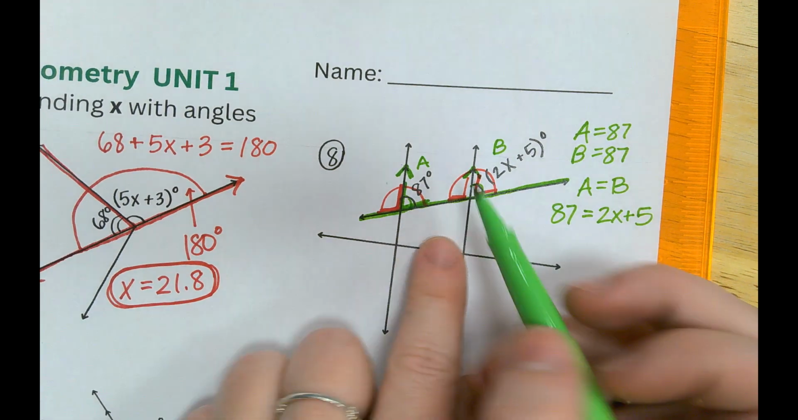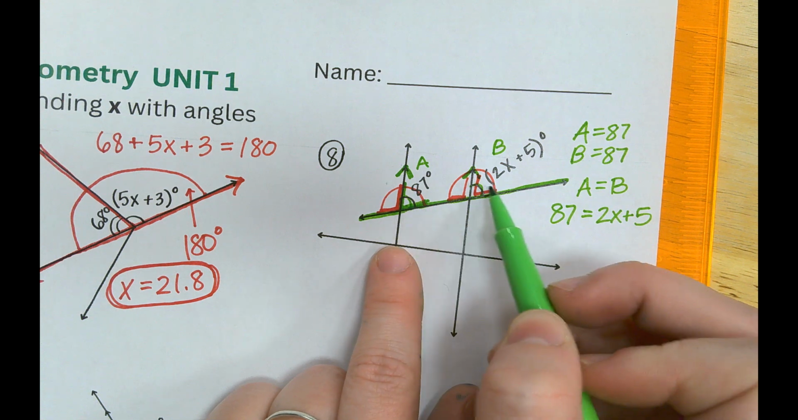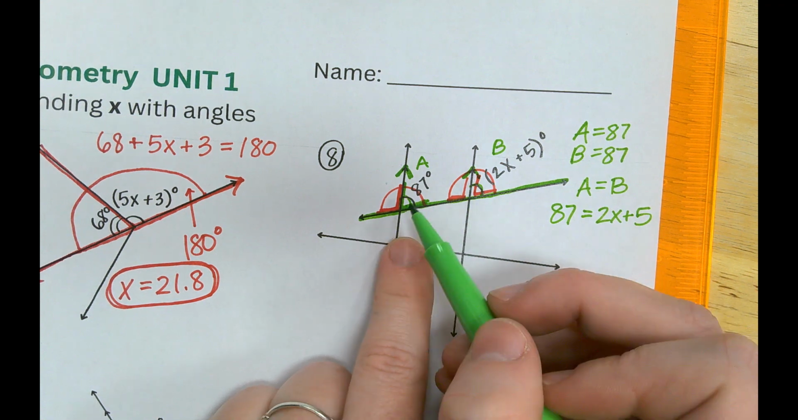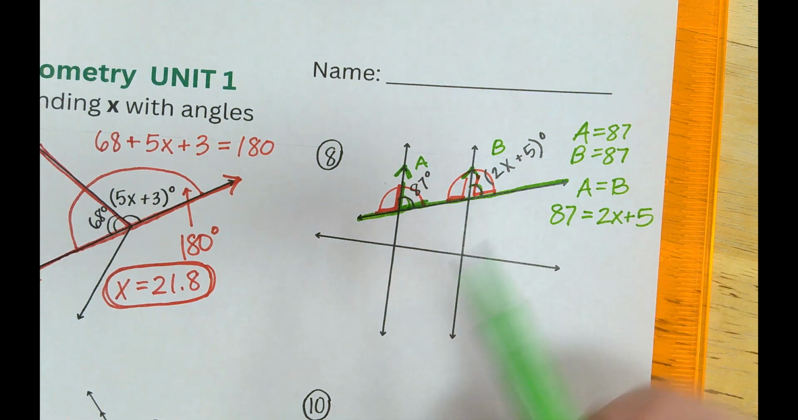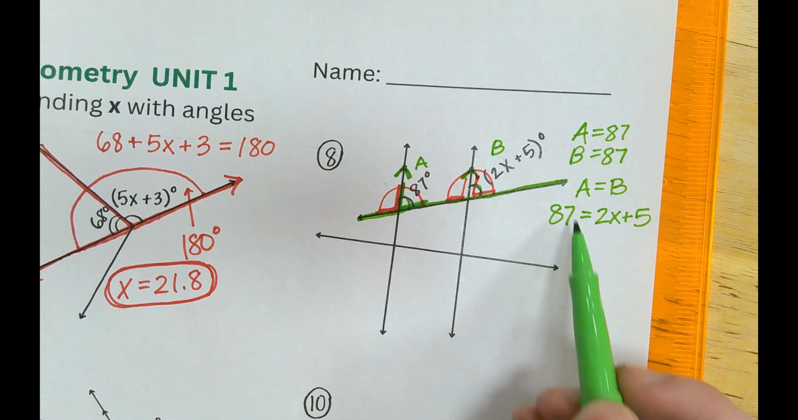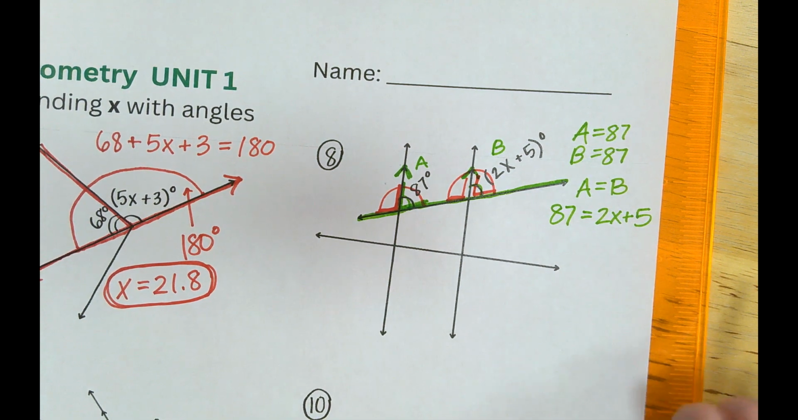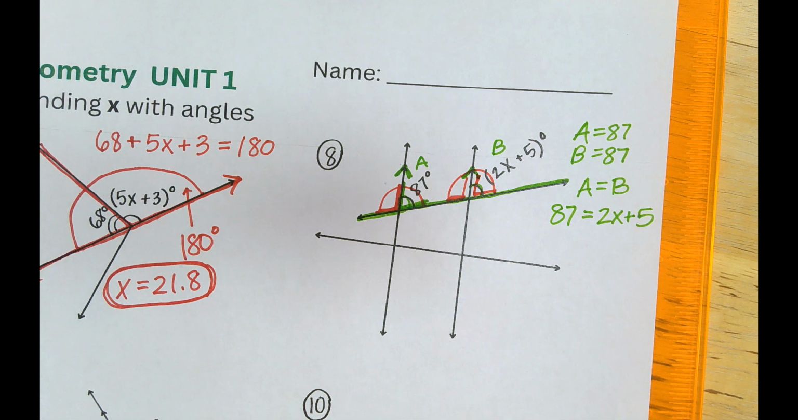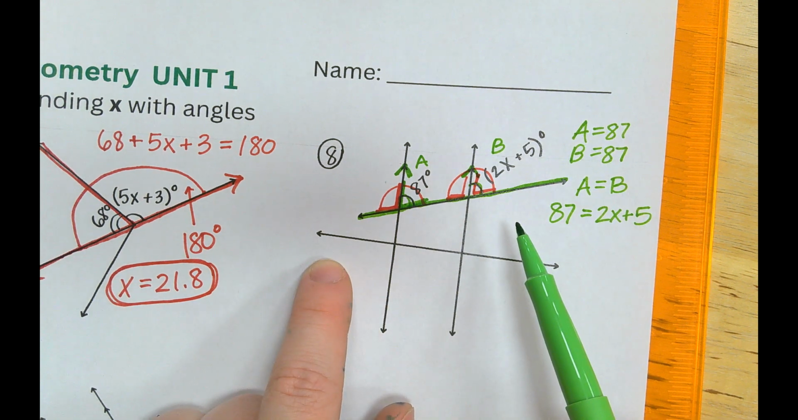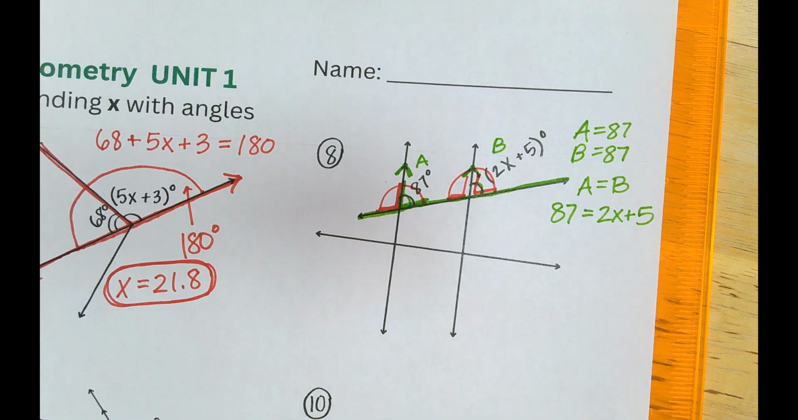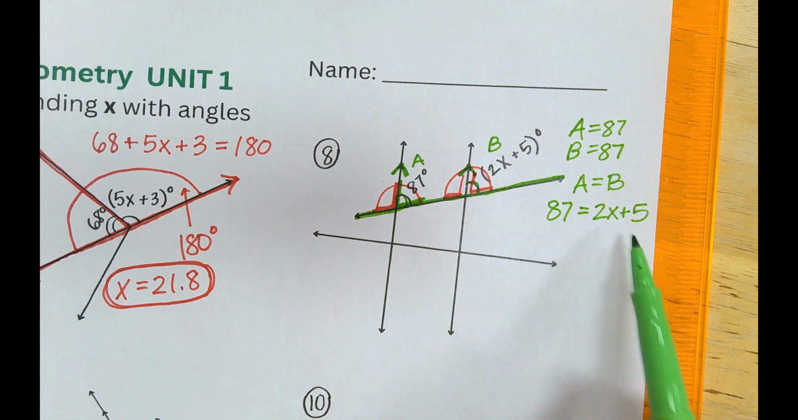Whenever angles are equal to each other, like these corresponding angles here, we just want to set them equal to each other. So that's why I put 87 equals 2x plus 5. Or you could do 2x plus 5 equals 87. Does that clear it up a little bit? Yeah. Okay, cool. All right, we ready to try and solve this one now?